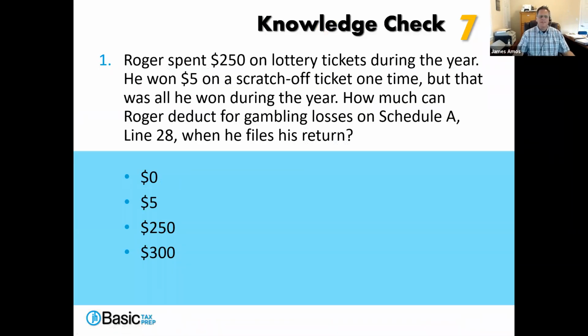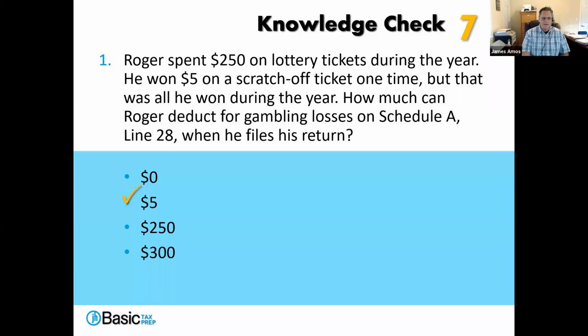Roger spent $250 on lottery tickets. He won a $5 scratch-off ticket one time, but that was all he won during the year. How much can Roger deduct for gambling losses? Nothing. He can claim up to $5, but why would he? That's the answer, though. How much can he? $5. He can only deduct up to what he won. Okay, and you're right. In real life, would you even bother?